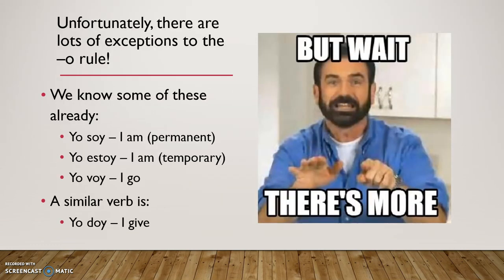But wait, there's more! Unfortunately, there are lots of exceptions to the O rule. I told you that all regular verbs get an O, but we know a lot of exceptions already. For example, yo soy, I am, yo estoy, I am, and yo voy, I go. They all have an O, but they also have a Y. A similar verb is yo doy, I give. It's part of the verb dar, but dar turns into doy instead of just do. There are others, but these are some of the ones we're going to focus on this year.